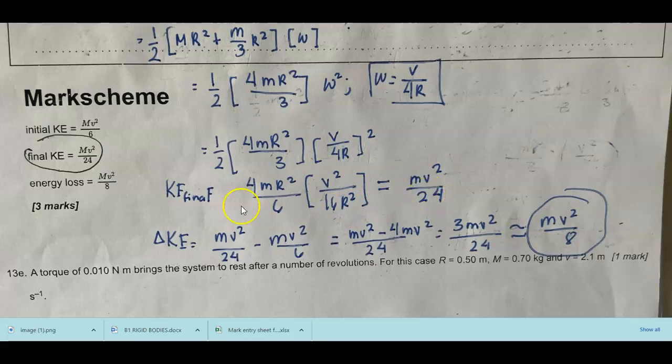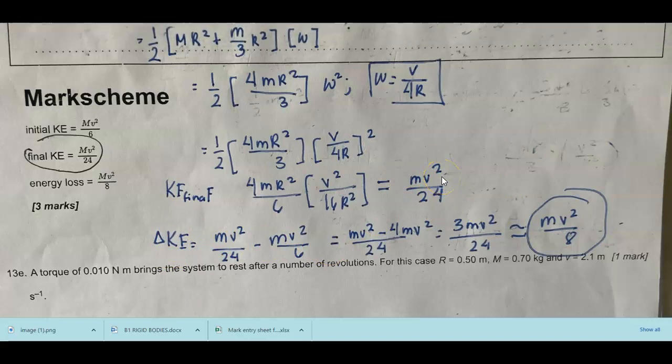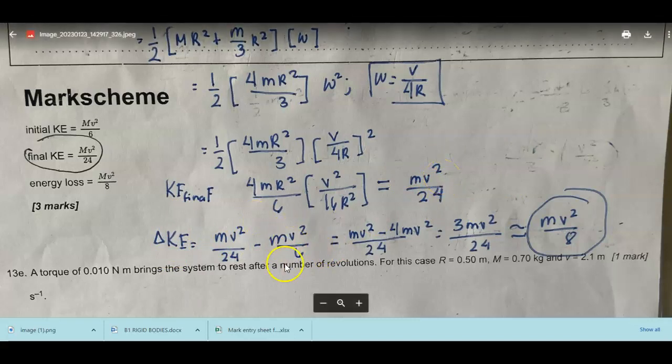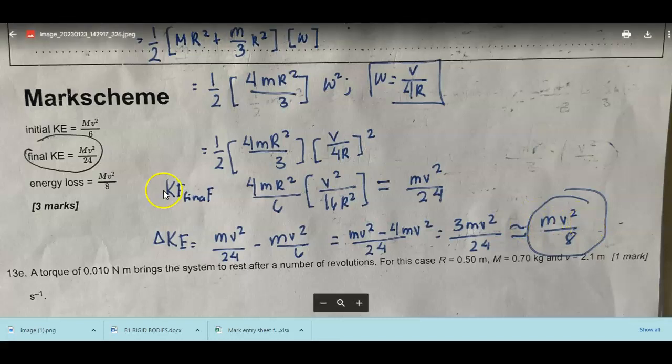Now, we can't stop yet because we want to get the change in kinetic energy. Therefore, we have to find the difference between the final, which is mv squared over 24, minus the initial, which is this. Simplifying, this gives us 3mv squared over 24, or the simplified version is mv squared over 8. So in other words, this is the energy loss during the collision.